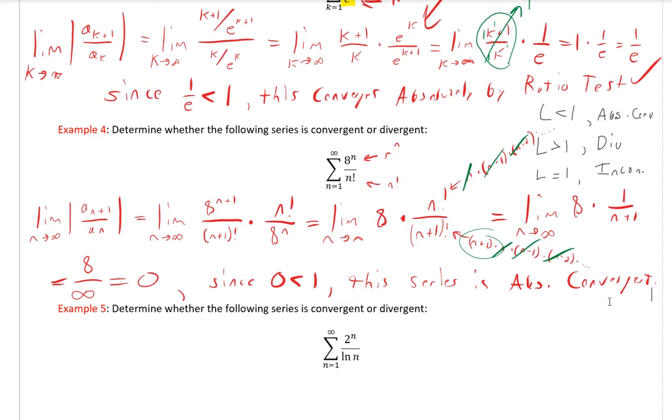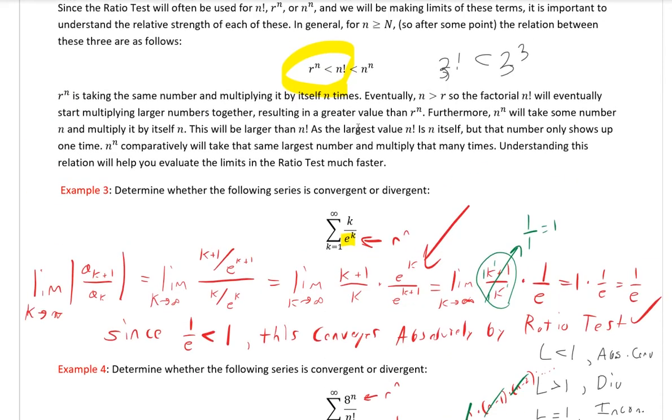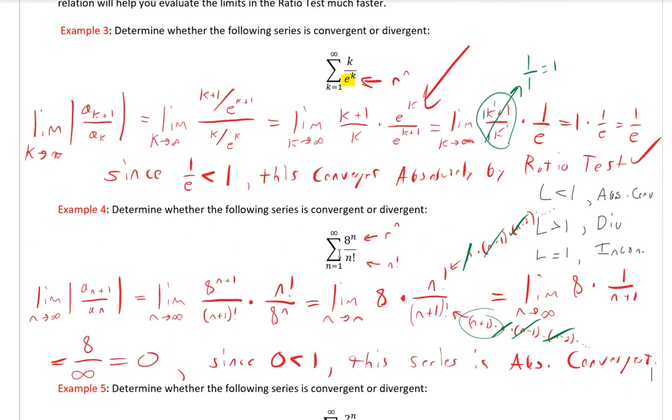Okay. Now, note at the top of the page, I talked about the strength of these. I talked about how r to the n is not as strong as n factorial. This is saying that n factorial will get bigger faster. That's why when we looked at this, we saw 8 to the n over n factorial. We should be thinking that eventually that denominator is always going to be infinitely larger than 8 to the n. So this should start to go to 0. This should hopefully be convergent. We can start to get that idea.